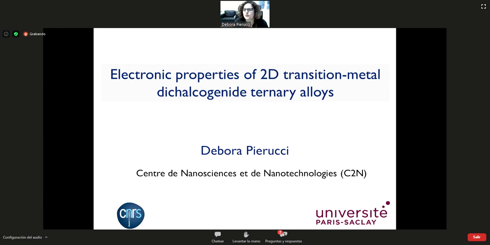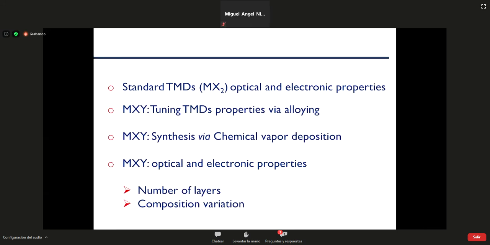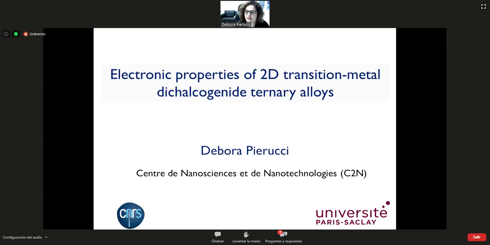And I would like to thank Miguel, Manuel, and Massimo for giving me the opportunity to participate in this interesting workshop and present my recent results on this new kind of 2D materials concerning the ternary alloy of transition metal dichalcogenide. In particular, today most of my results concern the electronic structure, so the band structure of these materials uncovered with angle-resolved photoemission spectroscopy.